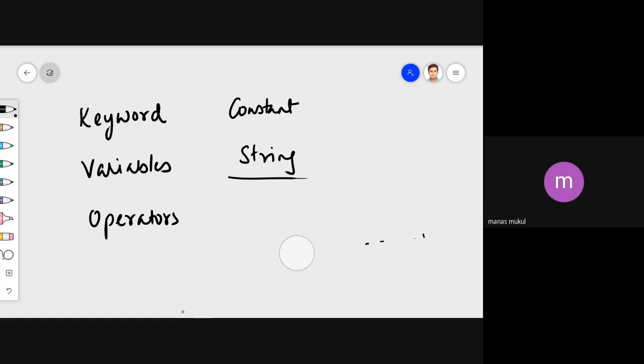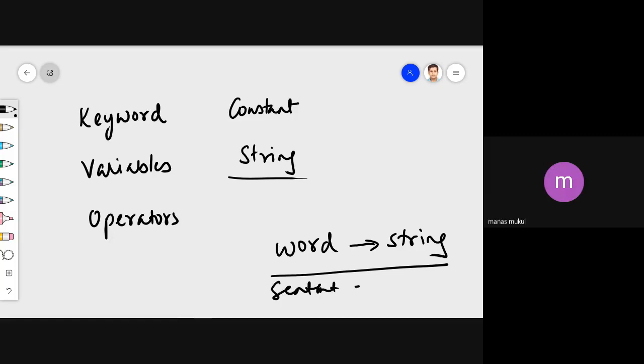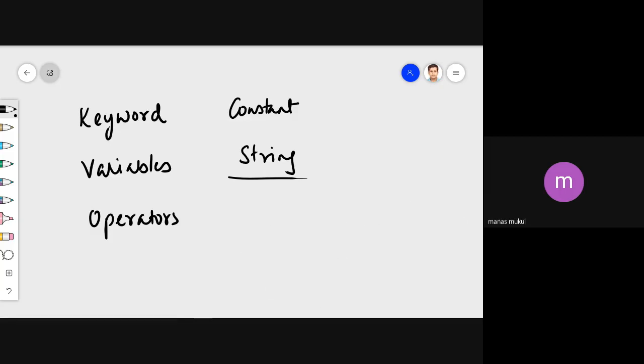Because a language cannot consist of only single characters. When we talk in English also, we make a lot of strings. Each word in English is a string. Do you all agree with this? Yes, sir. Every word in English, every sentence in English is made up of strings. So any language, whether it's a programming language or a normal language, you need to have strings.